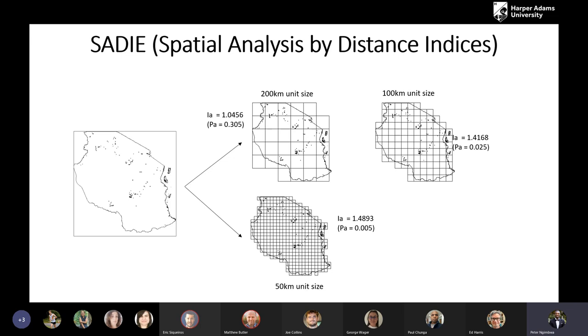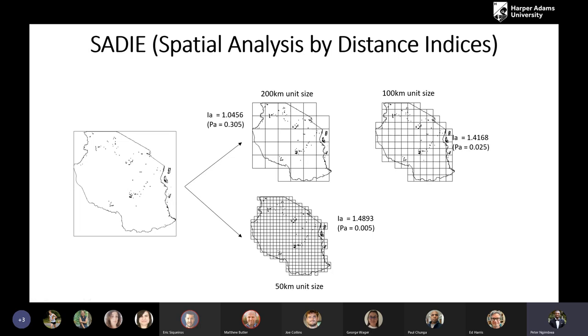So that was the main purpose of using it in my study: to identify the distance at which one observation can be independent from another, so that when you want to do monitoring, you can place a trap every 100 kilometer. But that's only one example of how you can use the SADIE methodology.